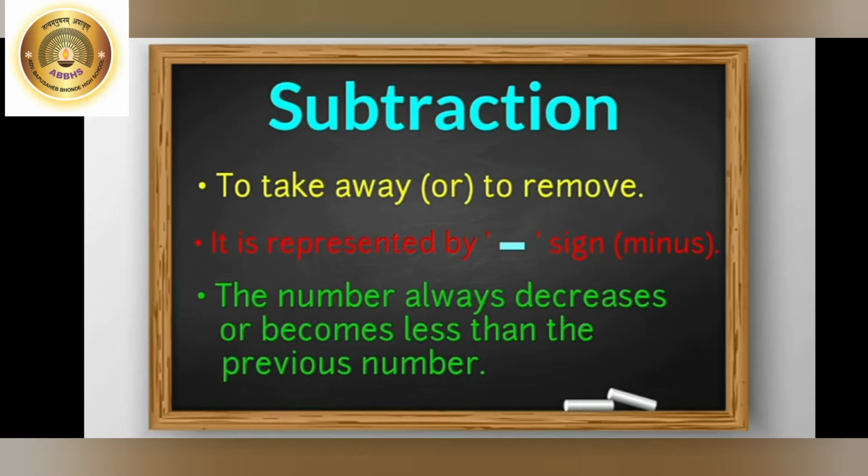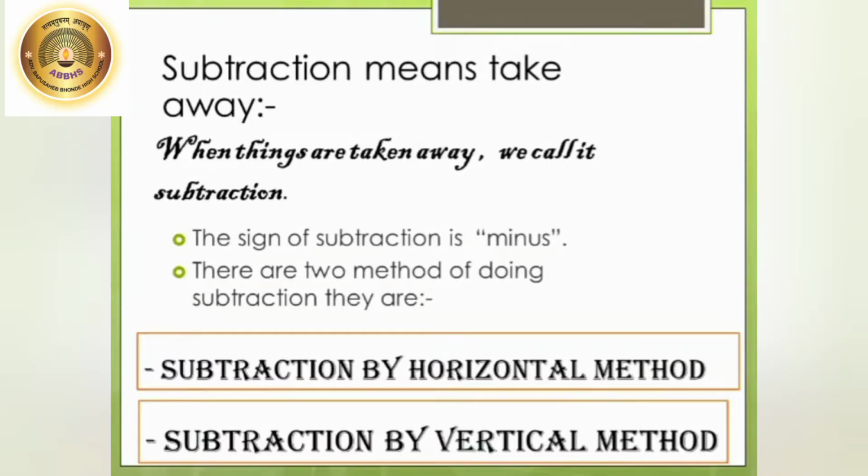We will revise one more time. Subtraction means take away. When things are taken away, we call it subtraction. The sign of subtraction is minus. There are two methods of doing subtraction. They are subtraction by horizontal method and subtraction by vertical method.